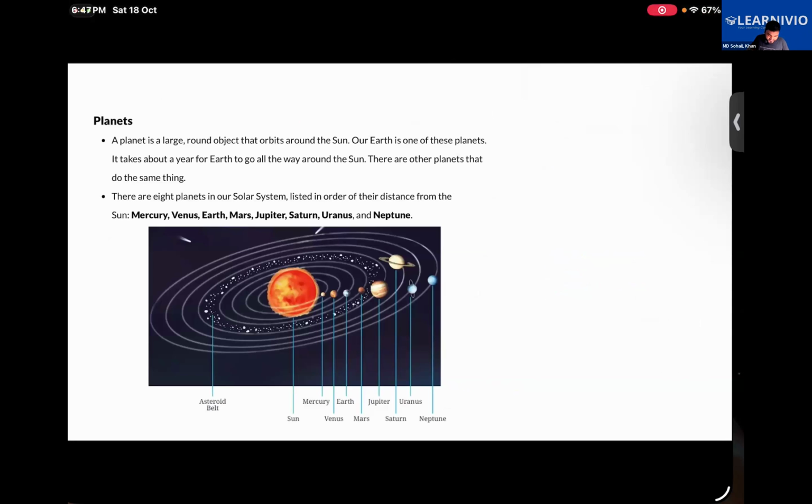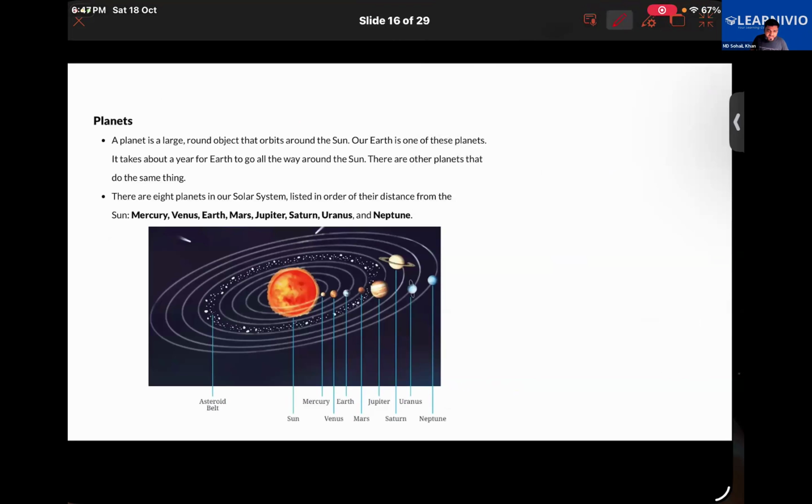Okay. Now let's get familiar with the planets also, right? So a planet is a large round object that moves around the sun. And Earth is one of the eight planets in the solar system. The 8 planets in the solar system in order of their distance from the sun are as follows. First is Mercury, then Venus, Earth, then Mars, Jupiter, Saturn, Uranus, and Neptune. These are all 8 planets in a proper sequence.